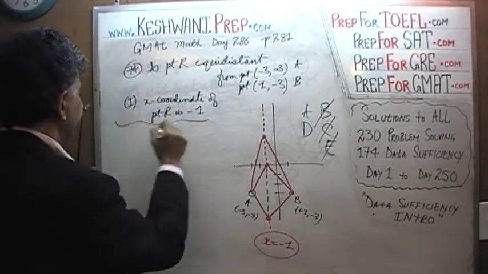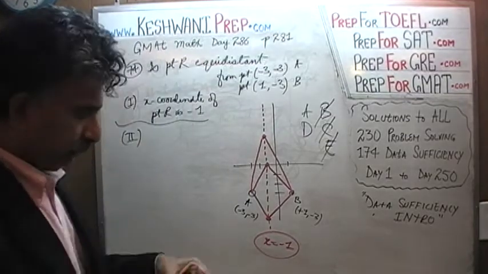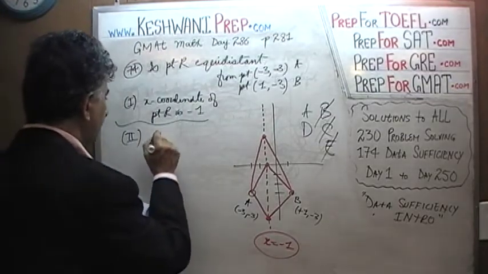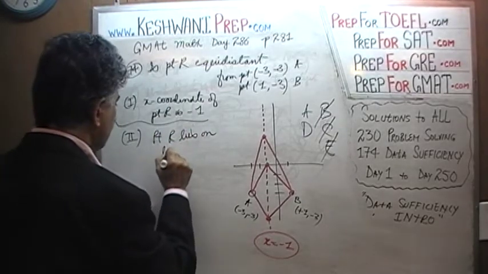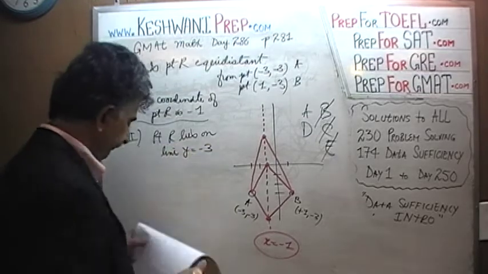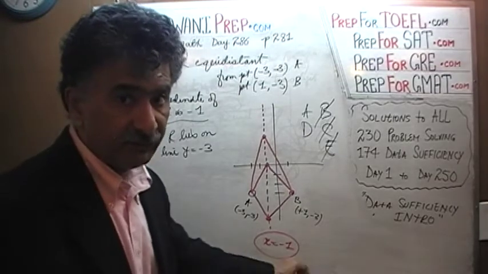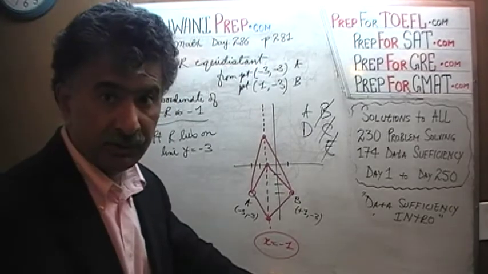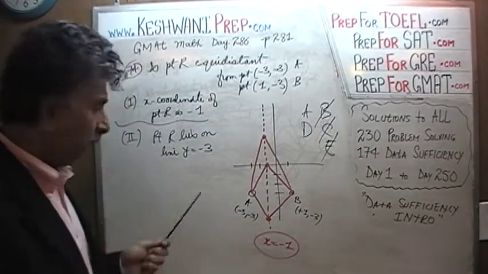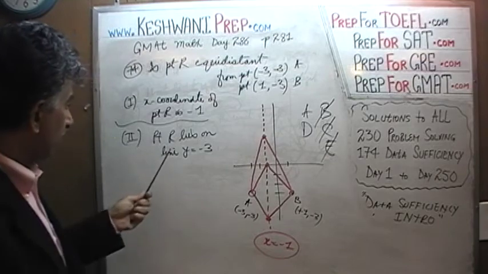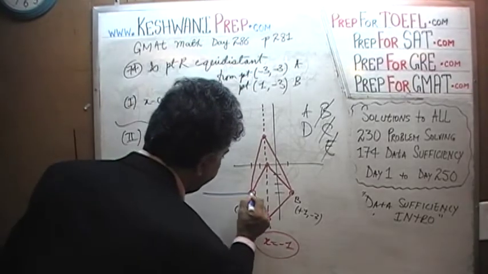Let's look at the second statement. The second statement tells us that point R lies on line y equals -3. Now listen, technically we should not mix up information from the first statement with the second statement, which is not what I'm doing here. Because we have the luxury of using a different color, I'm going to use blue to do the work for the second statement. Line y equals -3 is right here.